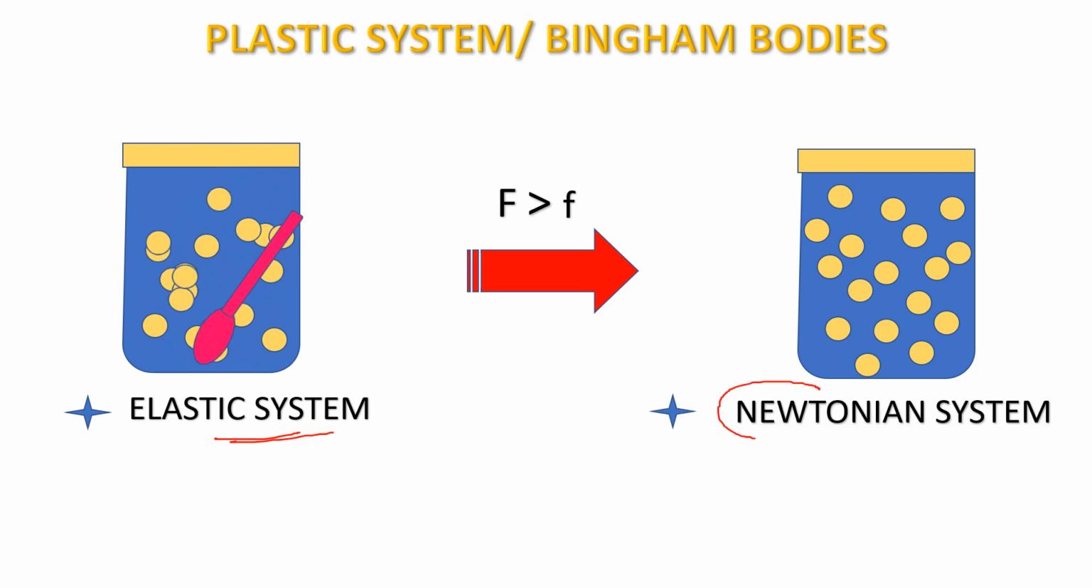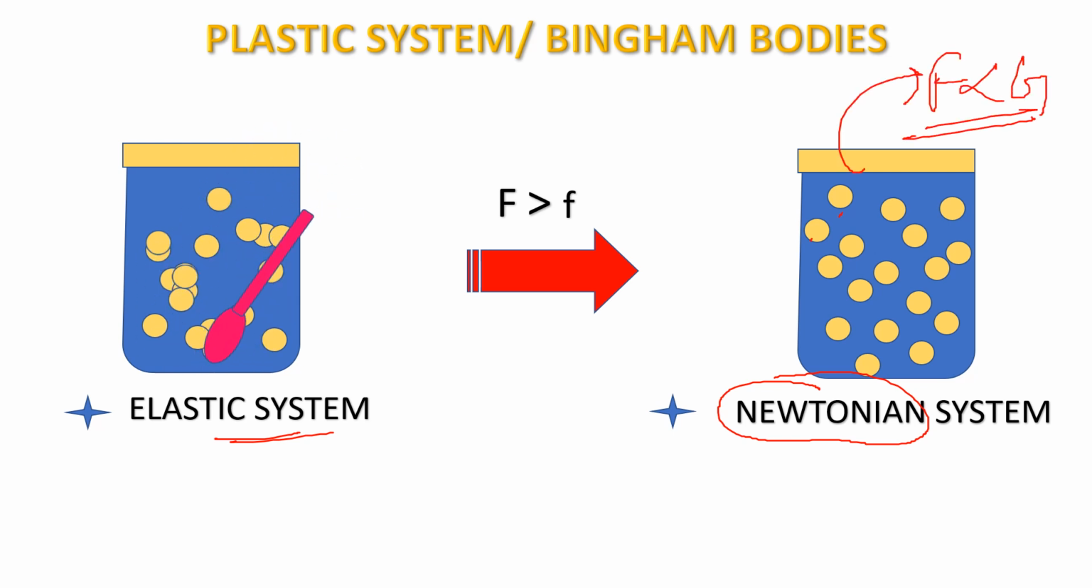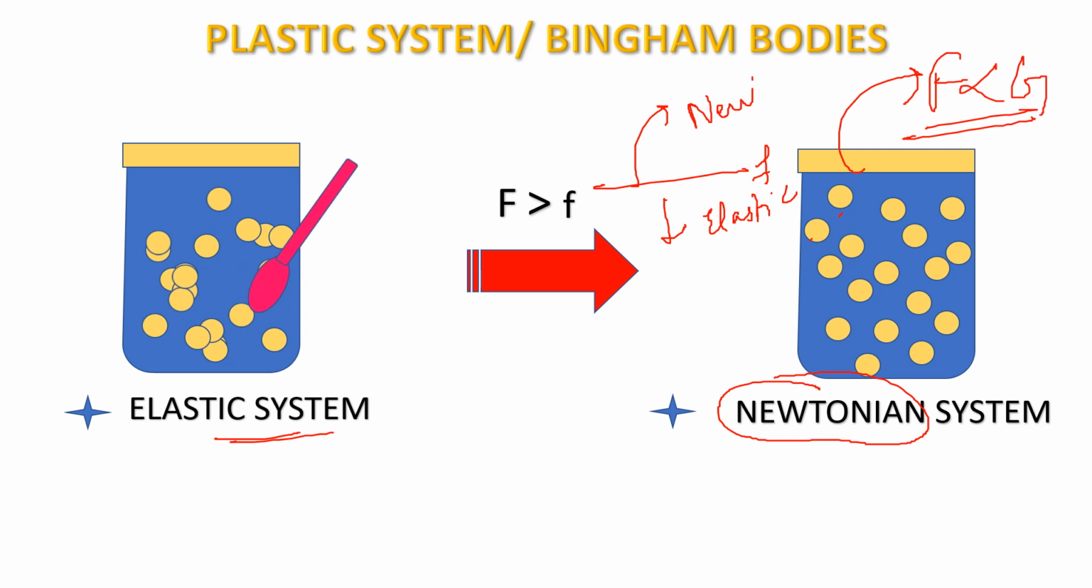This is now a Newtonian system. The particles are uniformly dispersed, and this system will now obey Newton's law of flow. So the plastic system or Bingham bodies exhibit this kind of behavior. Initially, below the yield value, they are elastic. But above the yield value, they will become a Newtonian system, that means they will exhibit Newtonian type of flow. Am I right?